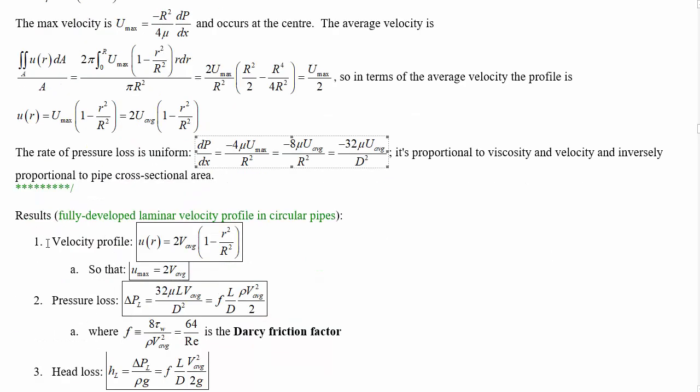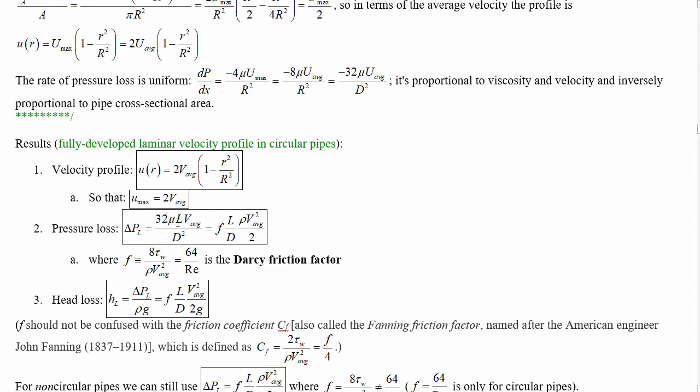Recapping. The velocity profile is 2 times the average velocity times 1 minus r squared over big R squared, pipe radius squared. And the max velocity in laminar flow is 2 times the average velocity. This is also only true for fully developed laminar flow in a circular pipe. The pressure loss was 32 mu times the length that we're talking about, times average velocity, divided by diameter squared.